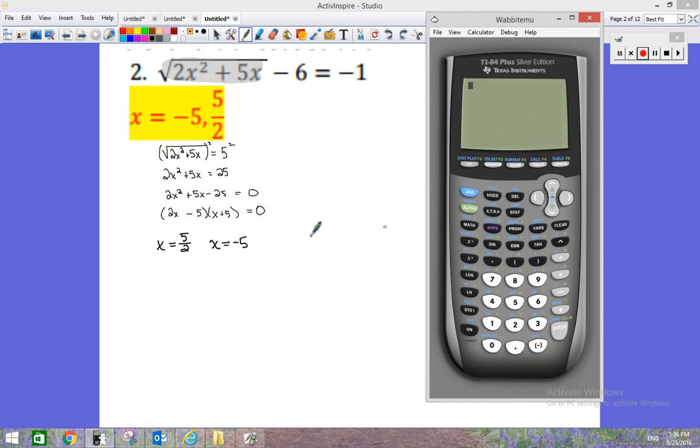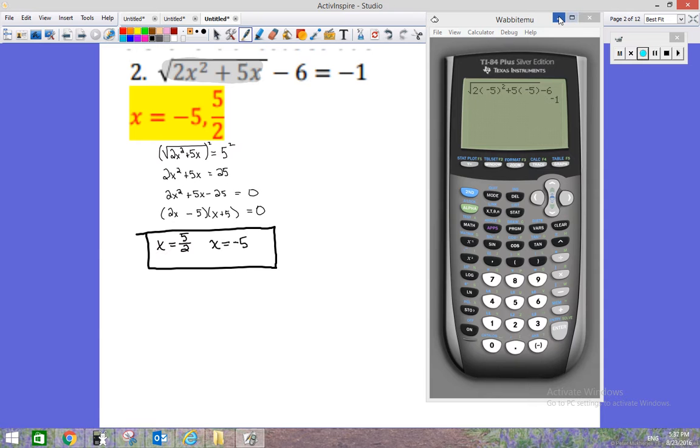Let's plug in a negative 5. So we take the square root of 2 times the negative 5, and that's being squared, plus 5 times negative 5. Move outside of the radical to subtract 6. And again, when we plug in negative 5, if this guy equals negative 1, it'll check. Hey, we get negative 1. So they both checked. All right.